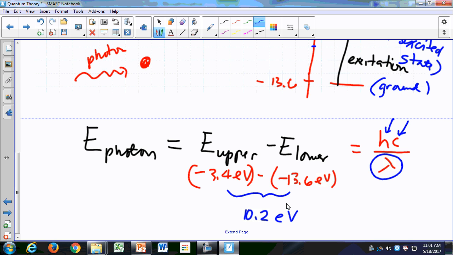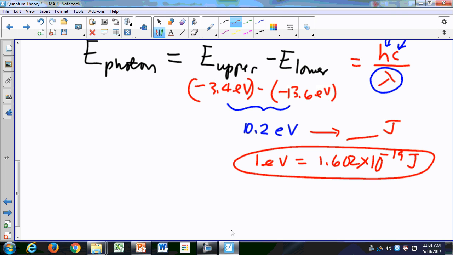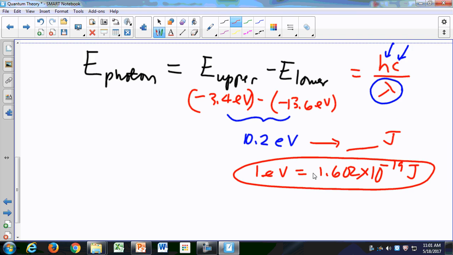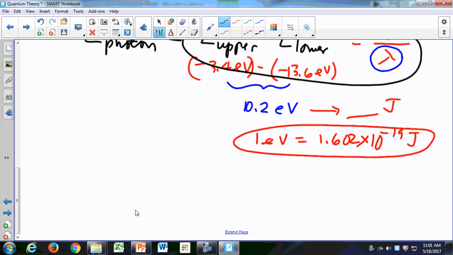We can change that to joules if you want. In fact, we should. You should remember that 1 electron volt is equal to 1.602 times 10 to the negative 19 joules. Anyway, let's solve for lambda from this equation. If you rearrange this equation, you can see lambda is just equal to hc over your E photon.